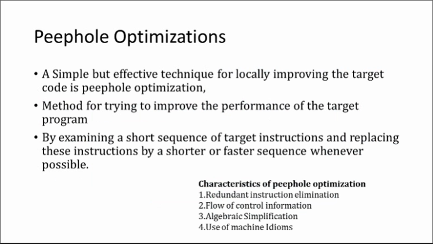So this is peephole optimization. It is a simple but effective technique for locally improving the target code. It is a method for trying to improve the performance of your target code. So here we are going to look at the characteristics of peephole optimization. It has redundant instruction elimination, that is common subexpression elimination, flow of control, algebraic simplification, and use of machine idioms. Looking at a shorter sequence of target instructions and replacing the instructions by shorter or faster sequences is called peephole optimization.